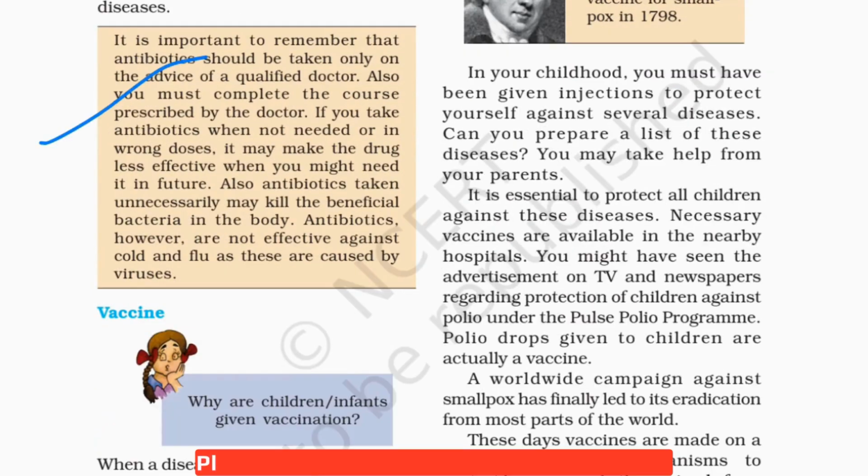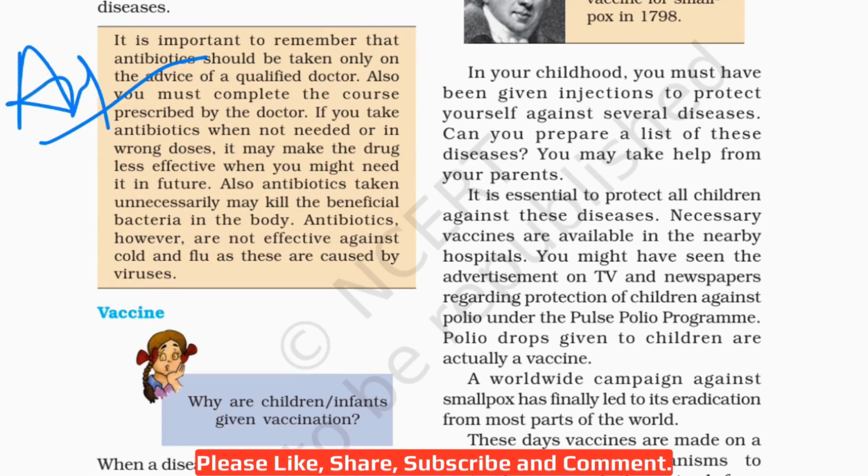Now the yellow box. Now, precautions while taking antibiotics. This is the answer to the question. If you are asked what are the precautions while taking antibiotics, this is the answer. It is important to remember that antibiotics should be taken only on the advice of a qualified doctor. Also, you must complete the course prescribed by the doctor. If you take antibiotics when not needed or in wrong doses, it may make the drug less effective when you might need it in future.